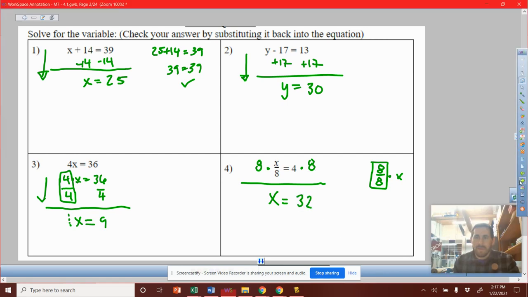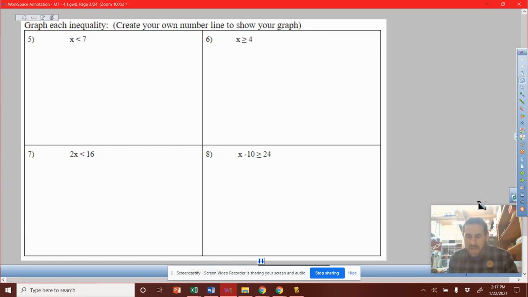Okay? Next equation or next slide is almost the same stuff, especially on the bottom. Here, I want you to graph the answer. So these are called inequalities. So we get greater than, less than, greater than or equal to, less than or equal to. The last inequality we don't see as much is the does not equal sign.